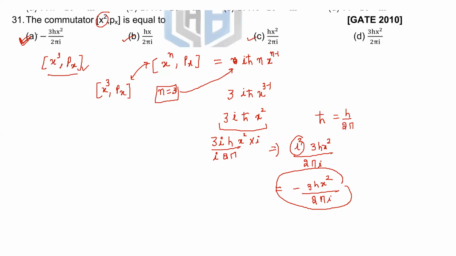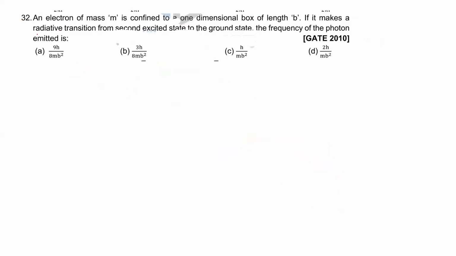I hope this question is clear. Now I will move to the next question. Yes, this is the last question of this video. Let's read the statement. There is an electron of mass m which is confined to move in a 1D box whose length is b. I mean, there is a one-dimensional box whose length is b. It makes a radiative transition from the second excited state to the ground state.